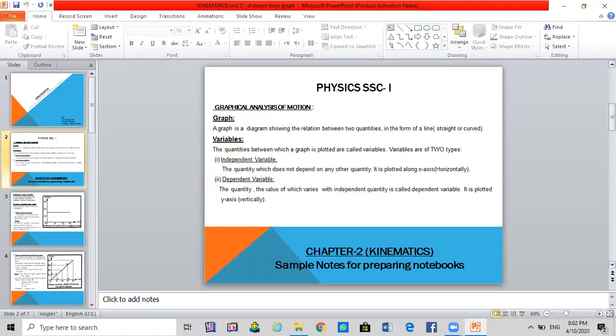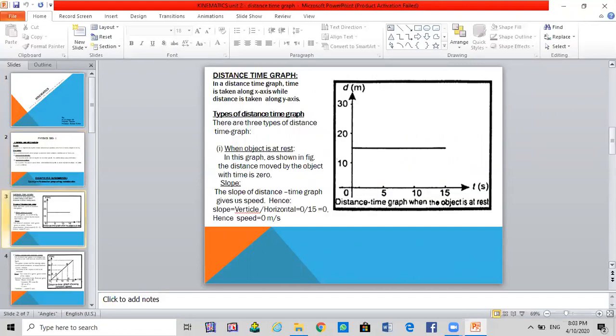Variables are of two types. Number one, independent variable: the quantity which does not depend on any other quantity. It is plotted along the x-axis, or horizontally. Number two, dependent variable: the quantity whose value varies with the independent quantity. It is plotted along the y-axis, or vertically.